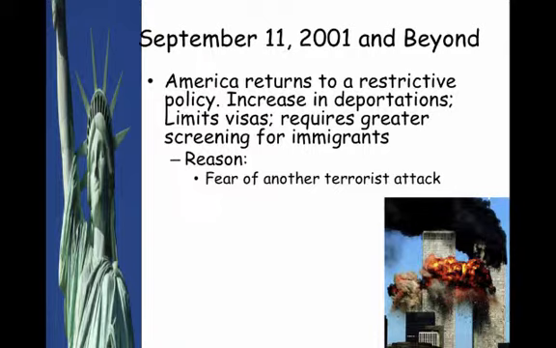And we also do greater screening, better background checks on immigrants, why they're here, how long they're here for, what their purpose is. And the reason we do these things, fear of another terrorist attack. The 9/11 hijackers, the people who carried out the attack, most of them were here on temporary visas. So we let them into the country. And so now they're careful not to do that again.